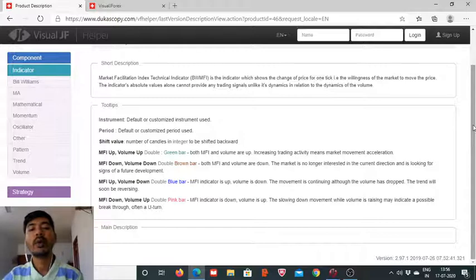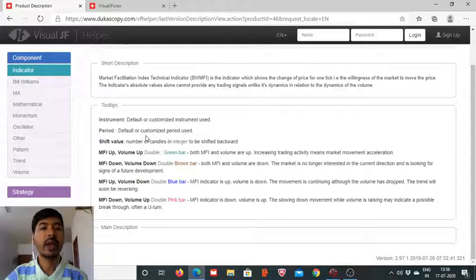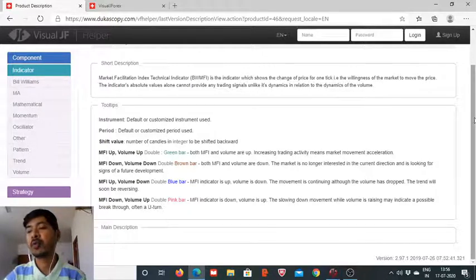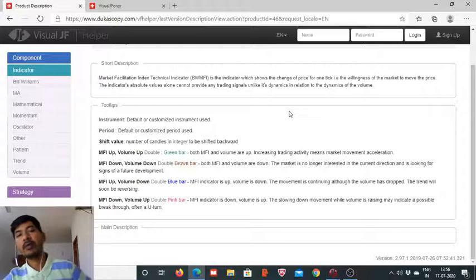To gain a clear-cut idea of the momentum, you have to incorporate the price action data, and this MFI and the volume data will help you cement your understanding of the trend. As I said, we have these four output parameters, and they help us in gauging the market sentiment.